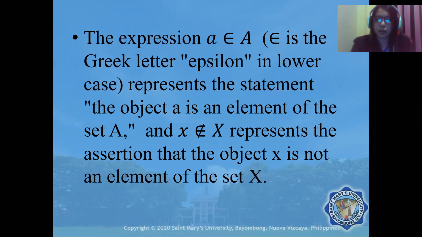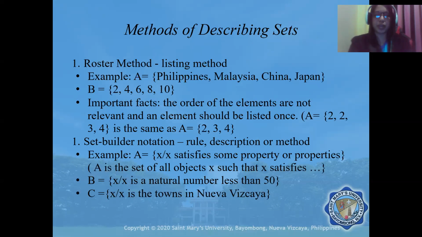Okay, let's go back. Here, we will also be talking about the methods of describing sets. As mentioned, we use capital letters to denote sets. In writing all the elements or objects of set A, what we use is the curly bracket. It is enclosed with open and closed curly brackets, and inside it contains the elements. We can present our set using the roster method, and the other one is set builder notation.